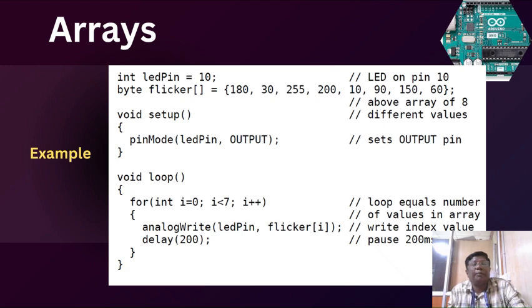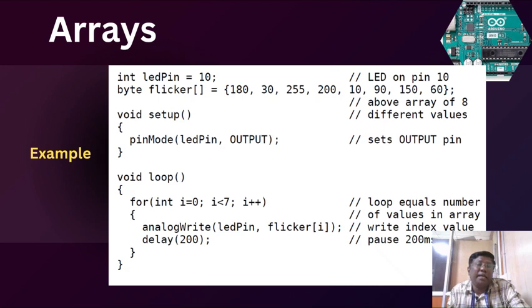Now a simple array program, we'll see it. LED pin 10. So we are giving an integer LED pin 10. So the LED is connected to pin number 10, a digital pin, and byte flicker. So we are creating one array named flicker. So the flicker stores 180, 30, 255, 200. So these values are stored in the flicker, and pin mode LED pin output. So the 10th pin is given as an output.